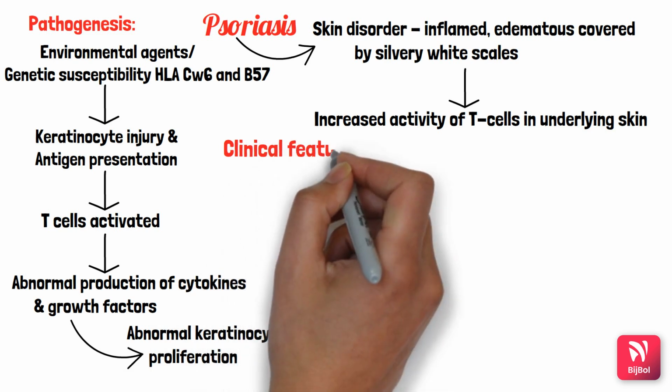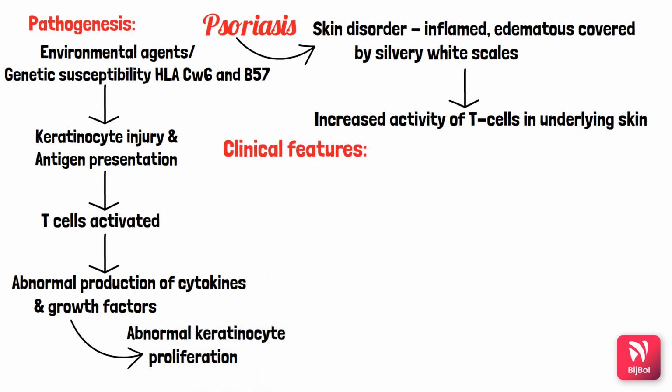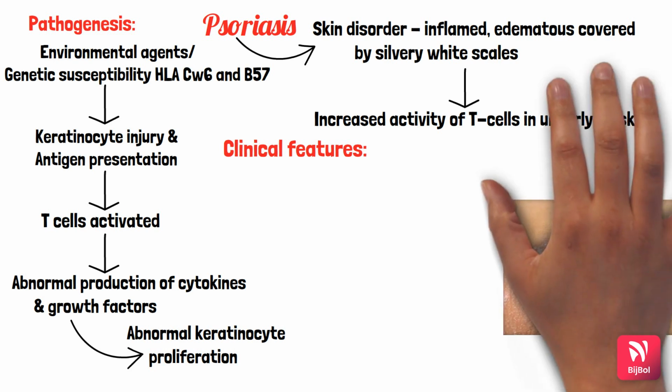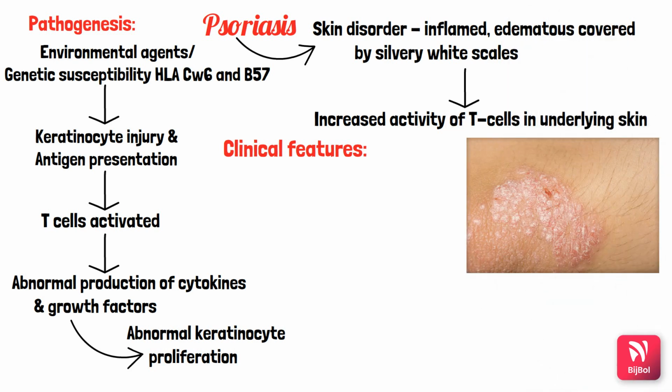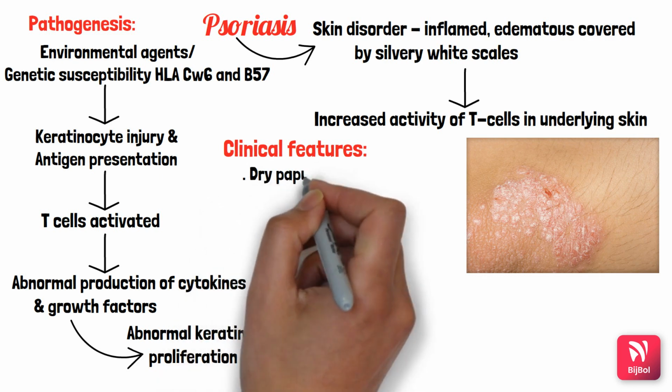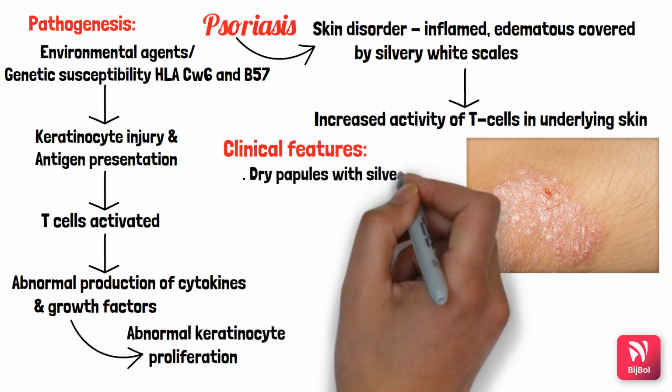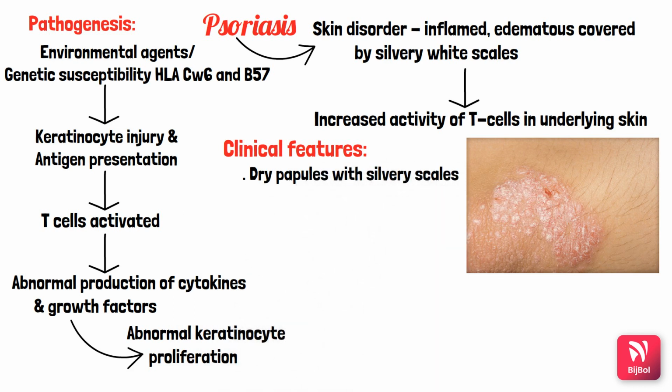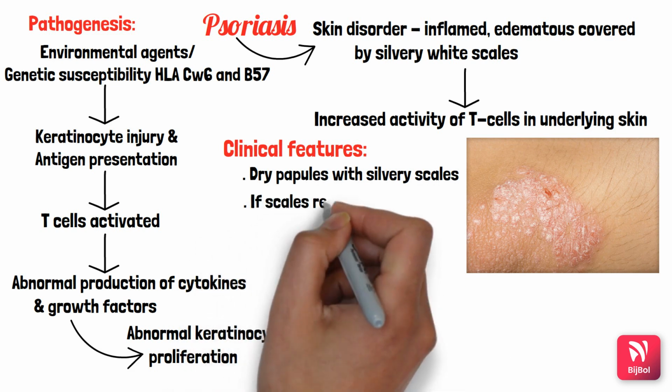Now what will be the clinical features? Here the clinical features will be, as you can see in the picture, an inflamed edematous area which is covered by silvery white scales. That white appearance is there. So there will be dry papules with silvery scales.